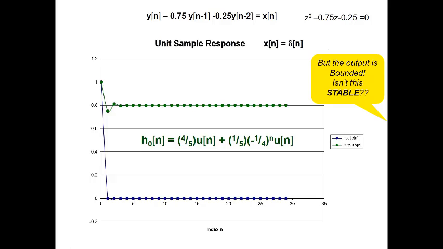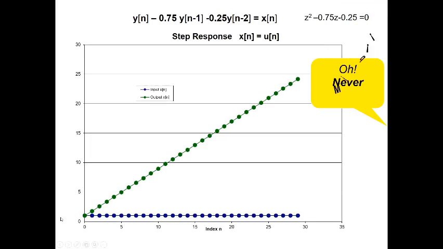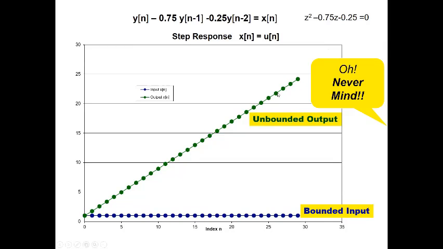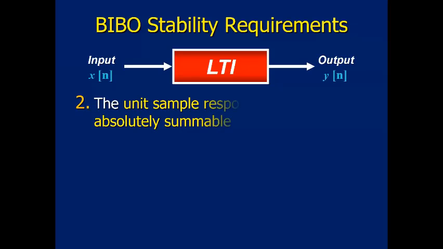The problem with that is if we actually found the step response of the system, the step response would take off. It would become a ramp function. And so strictly speaking, the roots of the characteristic equation all have to be less than 1 in their magnitudes to be stable. We already had another criterion based on the unit sample response for stability.